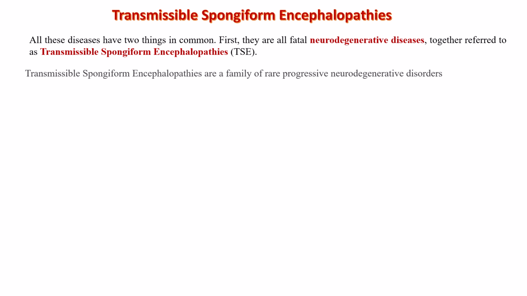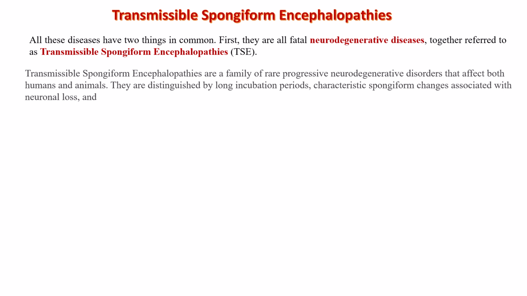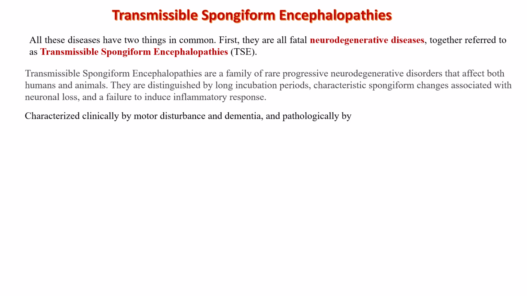Transmissible spongiform encephalopathies are a family of rare progressive neurodegenerative disorders that affect both humans and animals. They are distinguished by long incubation periods, characteristic spongiform changes associated with neuronal loss, and a failure to induce inflammatory response. These diseases are also characterized clinically by motor disturbance and dementia, and pathologically by neuronal vacuolation, astrocytic gliosis, and amyloid plaques.